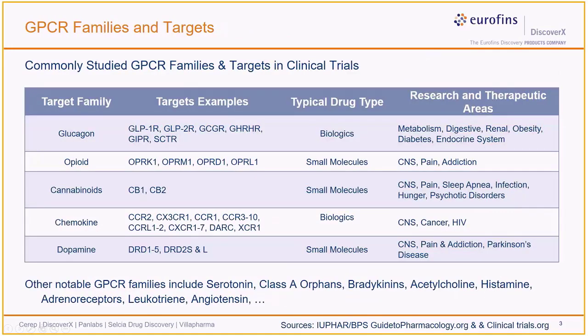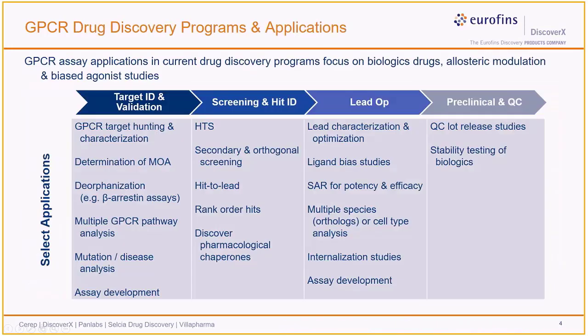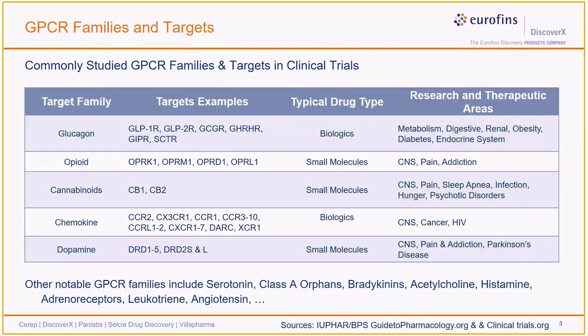So let's focus now on the different target classes. The commonly studied families and targets are shown here. This data is based on publications, clinical trial data, and even scientific news articles. The ones in the table are the most commonly studied based on this information, but I did note other families that are popular, like serotonin, the orphan receptors, bradykinin, etc., at the bottom.